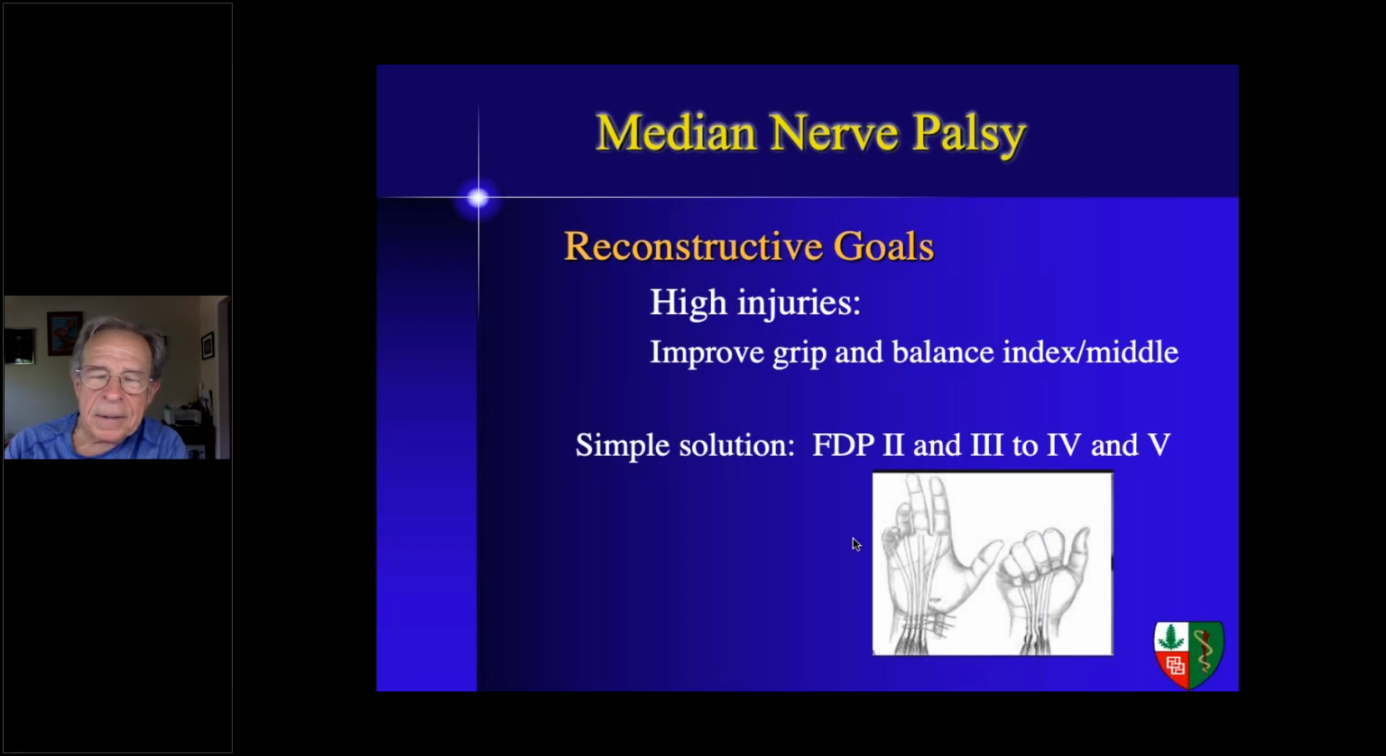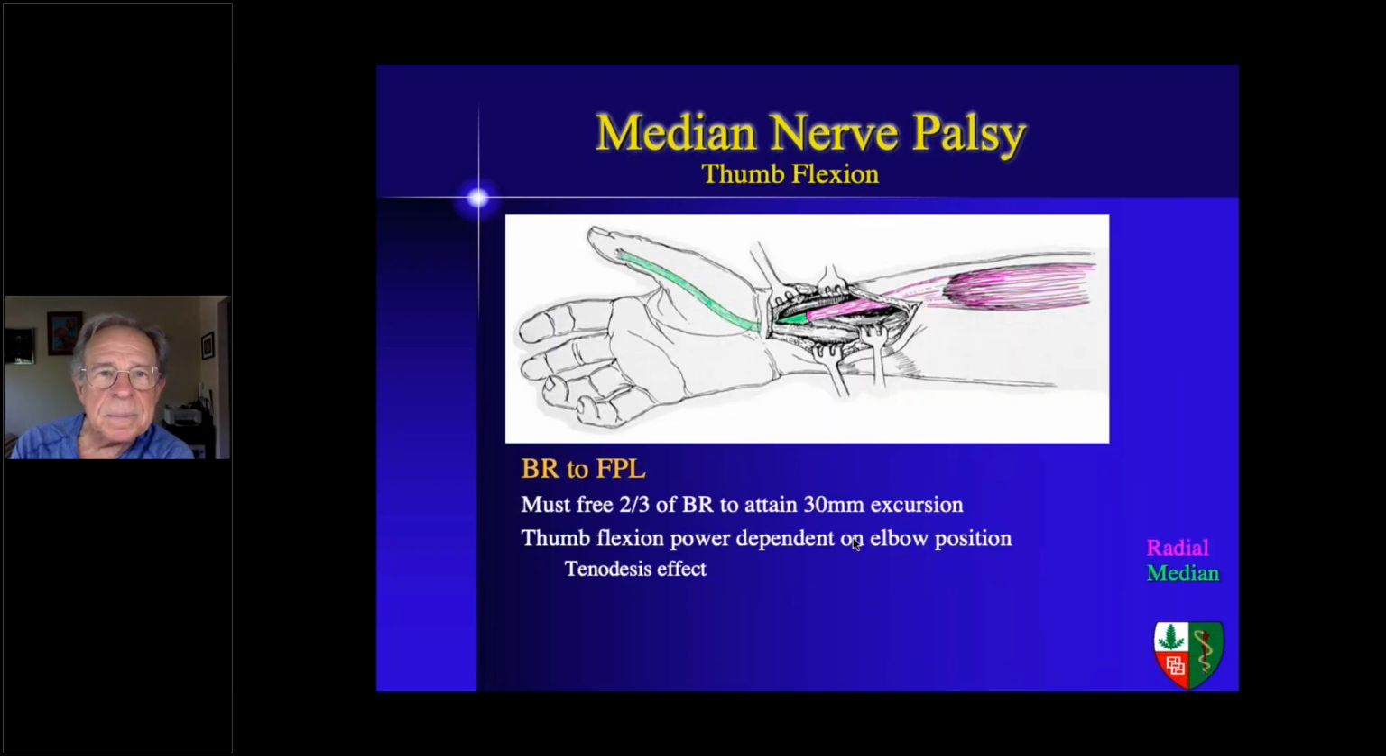Recall that we are not improving strength of grip here, are we? We're not adding a muscle. We're sharing the power of a muscle to additional fingers. So if you have a patient that truly needs improved grip strength, then you need to bring in another muscle, for example, a wrist extensor, and not just do a side-to-side tenodesis.